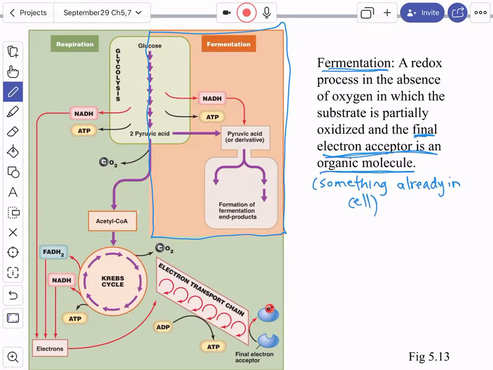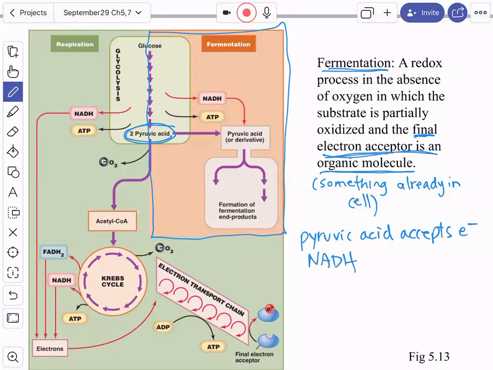So a very common electron acceptor for fermentation pathways is pyruvic acid. It's right there in the cell already. Pyruvic acid, or pyruvate, accepts the electrons from the NADH.